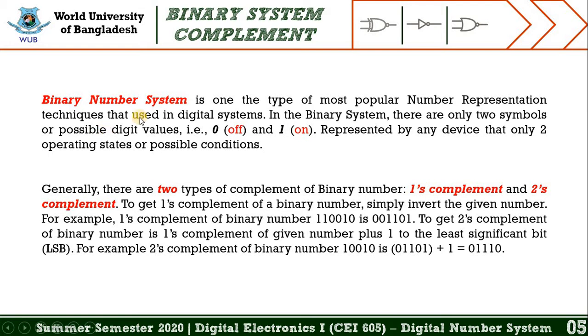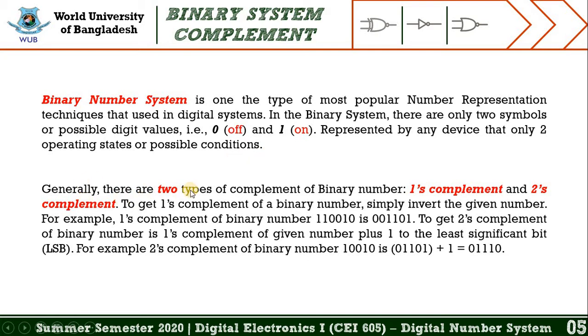From this slide you may learn what is binary system complement. So let's start. Binary number system is one of the most popular number representation techniques used in digital systems. Remember these things. In the binary system there are only two symbols or possible digit values. One is 0, which is designated by off, and another one is 1, which is designated by on. It is represented by any device that has only two operating states or possible conditions.